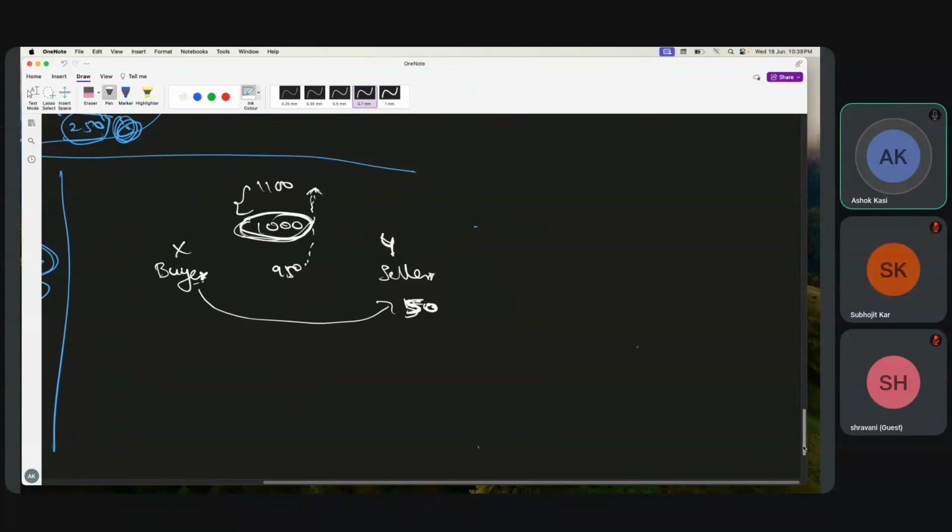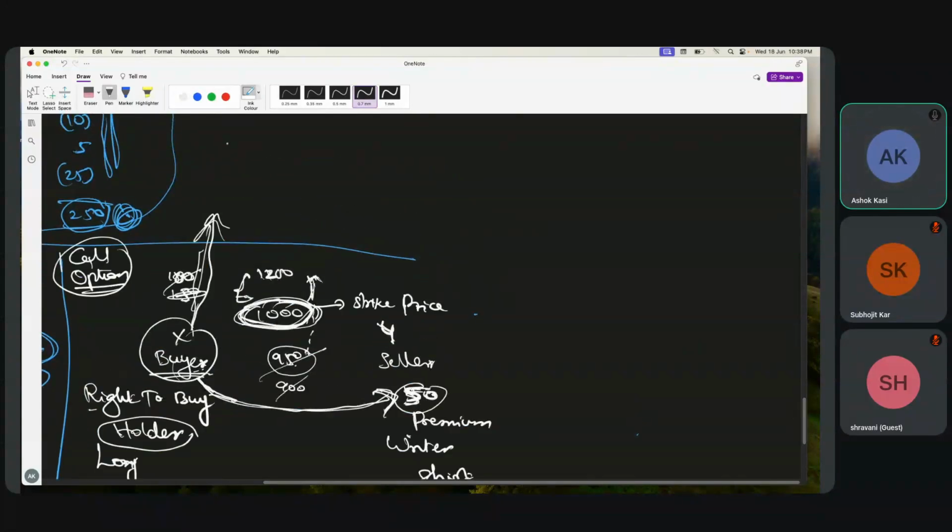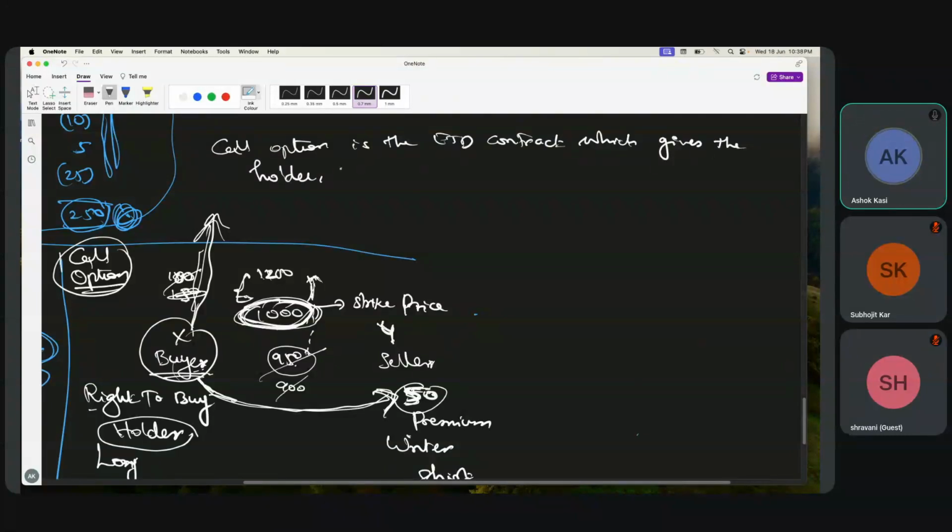So I'll just write down quickly. Call option is an exchange traded derivative contract which gives the holder the right to buy the underlying asset on or before the expiry date.